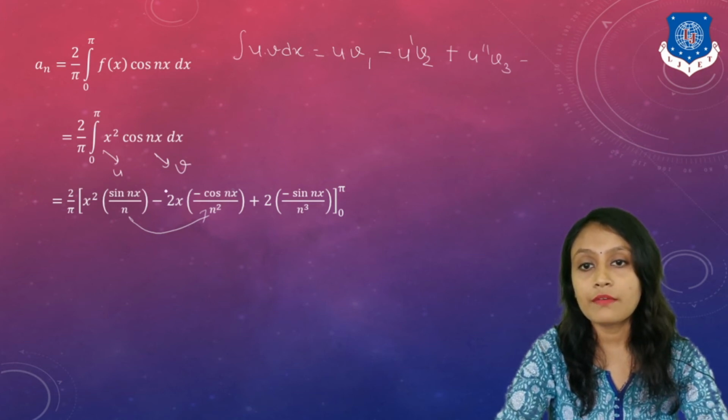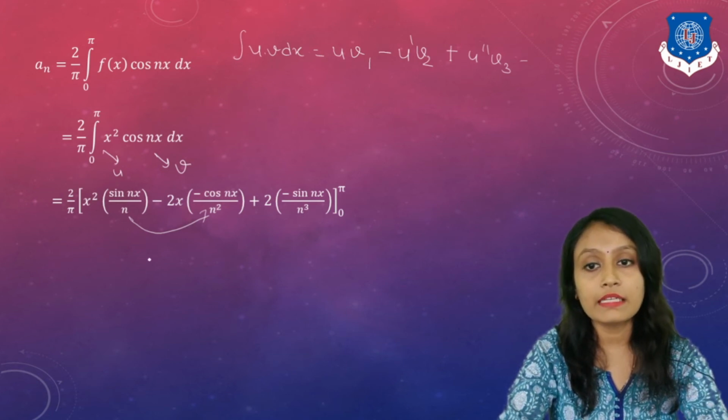Next, plus we have to take the derivative of 2x, that is 2, and the integration of minus cos nx upon n square, right? So integration of cos nx is what? Sin nx. Minus is kept as it is, n square is already present, so it will become n cube. Okay, and the limit is 0 to pi. Now apply the limit.